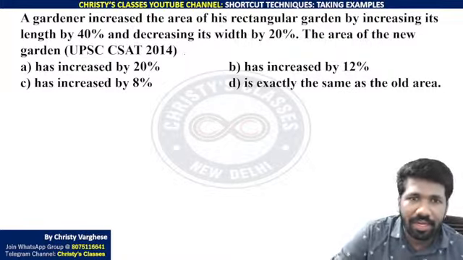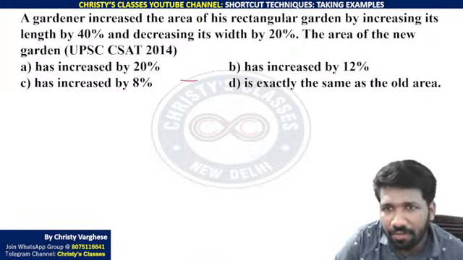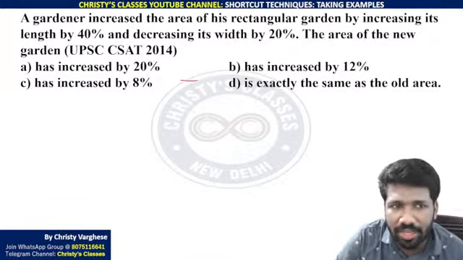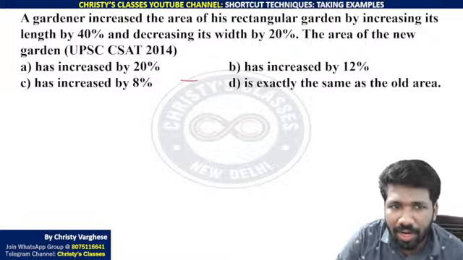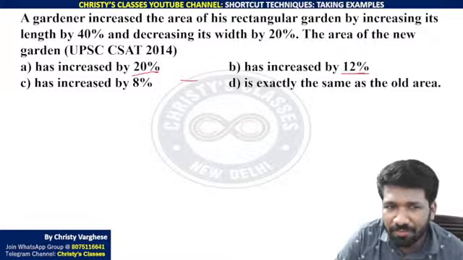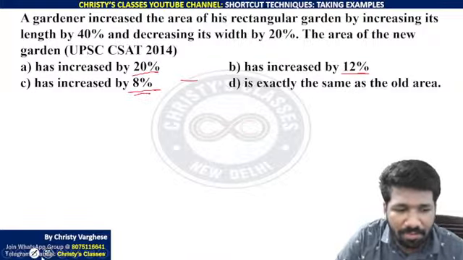Okay, anyway, here let us understand. A gardener changed the area of a rectangular garden by increasing its length by 40% and decreasing its width by 20%. Area of the new garden. Again, options are in terms of percentage, that is comparison. If comparison, I told you taking an example will be very much useful.